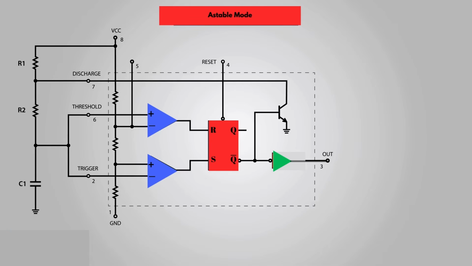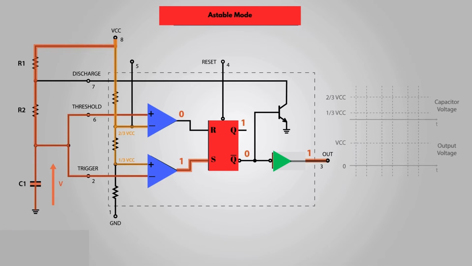The trigger and the threshold pins are connected to each other, so there is no need of an external trigger pulse. Initially, the voltage source will start to charge the capacitor through the resistors R1 and R2. While charging, the trigger comparator will output 1, because the input voltage at the trigger pin is still lower than 1/3 of the supplied voltage. That means Q-bar output is 0 and the discharge transistor is closed. At this time, the output of the 555 timer is high.